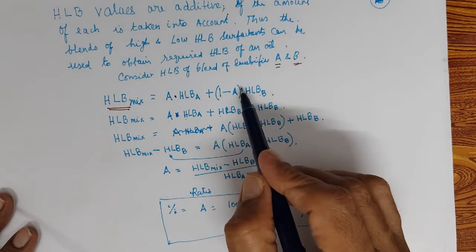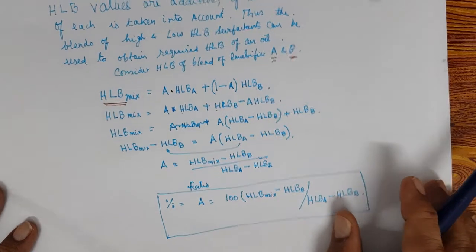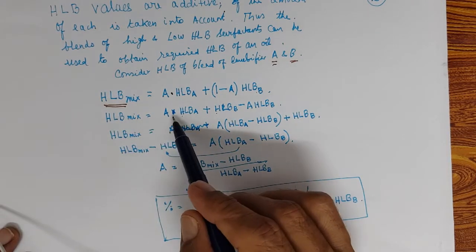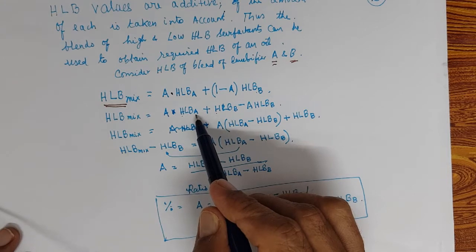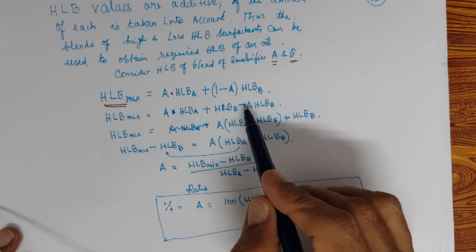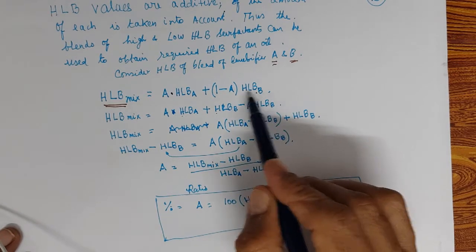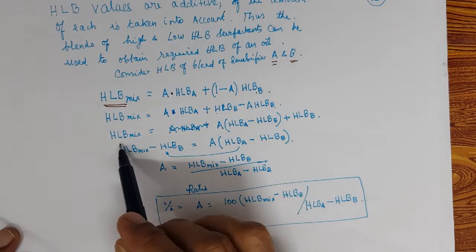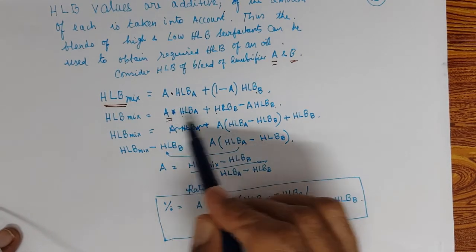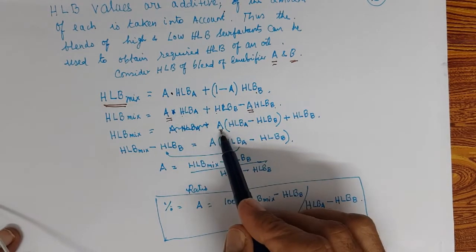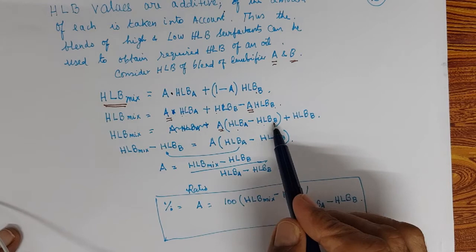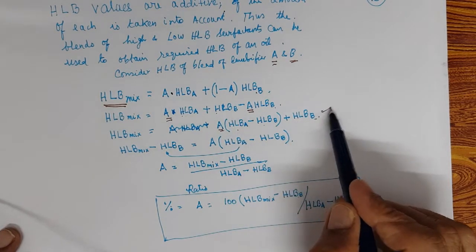Right? 1 minus A into HLB of B. Right? It's additive. Now, HLB of the mixture is equal to A into HLB of A plus, remove the brackets, HLB B minus A HLB B. So HLB of the mixture is, bring the A out. Here one A is there, here one A is there. A into HLB A minus HLB B plus HLB B.